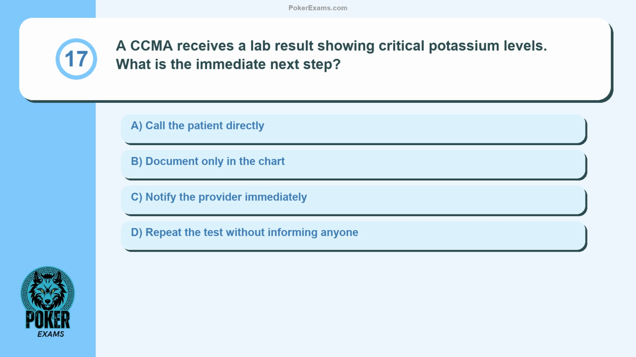Question 17. A CCMA receives a lab result showing critical potassium levels. What is the immediate next step? Call the patient directly. Document only in the chart. Notify the provider immediately. Repeat the test without informing anyone.